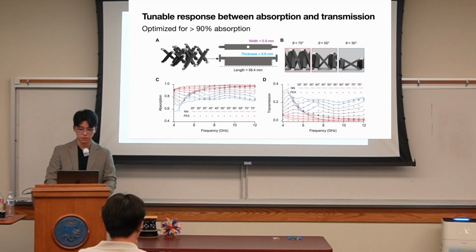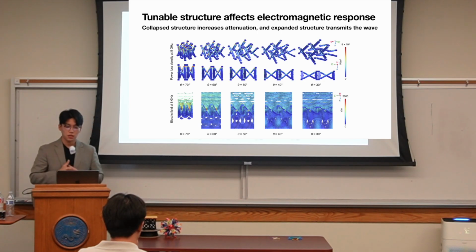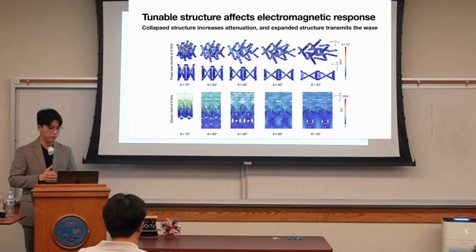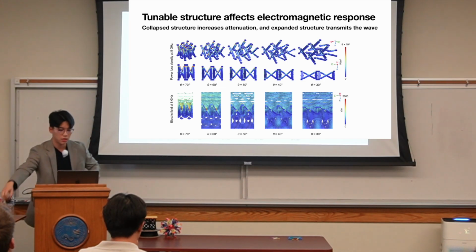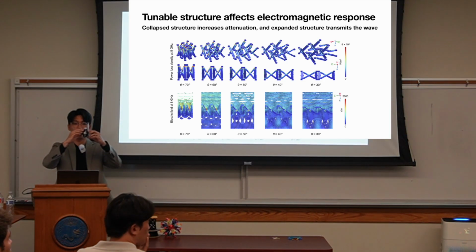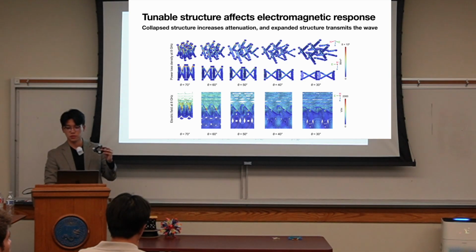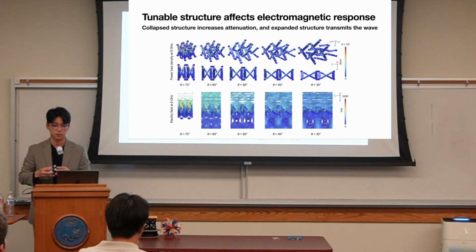And also, as the graph shows, the neural network-based surrogate model matches well with the finite element analysis tool. And if we analyze this using FEA, what we can see is that when it's collapsed, due to the angled structure, the electromagnetic wave is absorbed inside the upper layer of the structure. And as it expands, the electric field transmits through the structure, which enables the transmission.